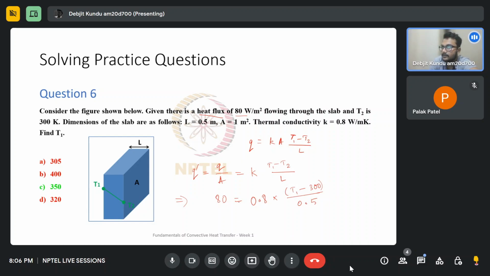So if I divide 80 by 0.8, it should be 100, and if I multiply it with 0.5, then T1 minus 300 would become 50, and T1 would become 300 plus 50 equal to 350 Kelvin. So this is how we can arrive at our answer of 350.